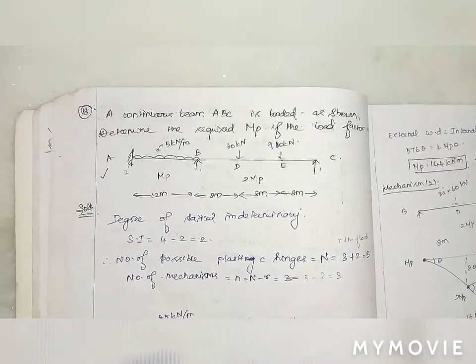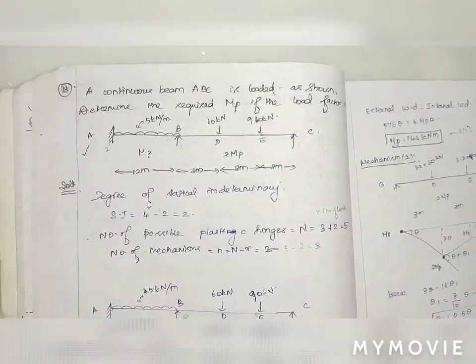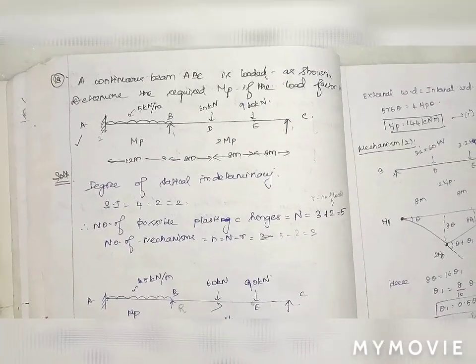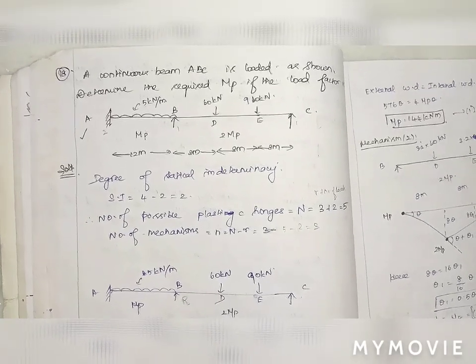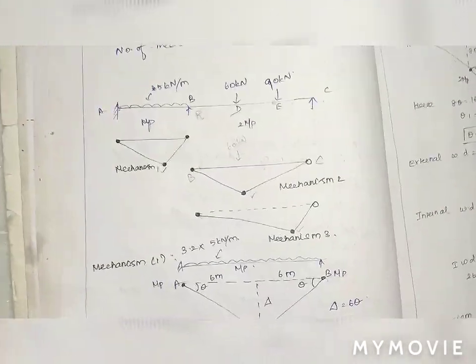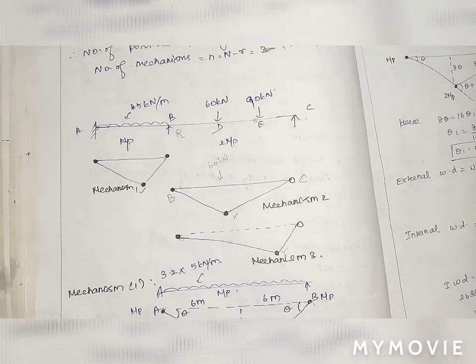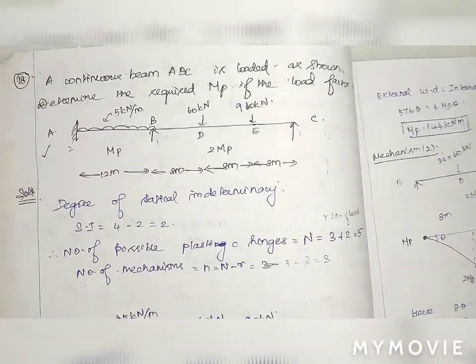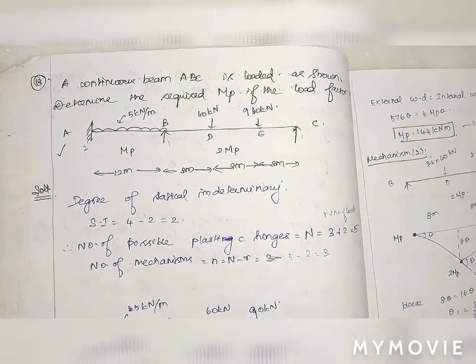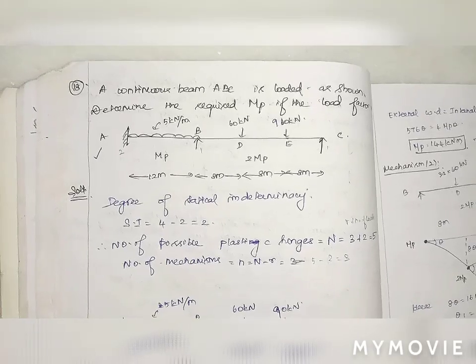After drawing the mechanism diagram, just look at what the question has asked. They are asking us to calculate the plastic moment of the section. So what we have to do is assume all the 3 mechanisms individually and solve them, and in each mechanism you will get a plastic moment value. The higher plastic moment will be taken as the required plastic moment of the whole section.